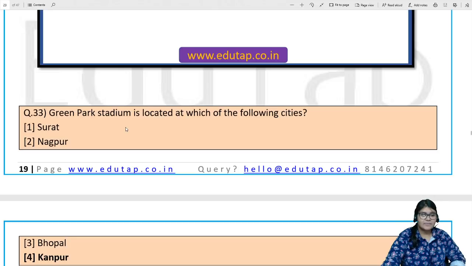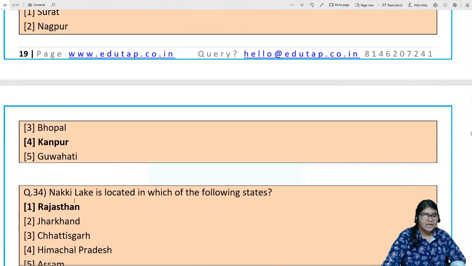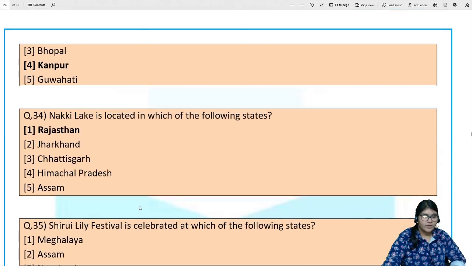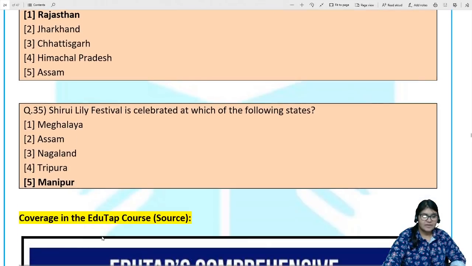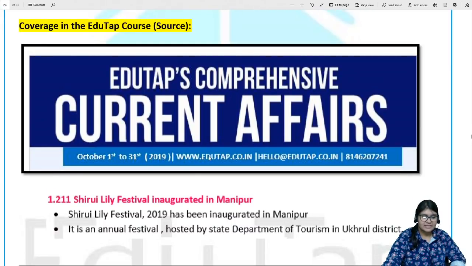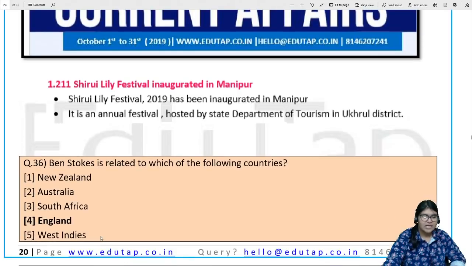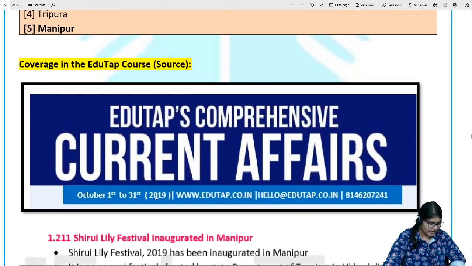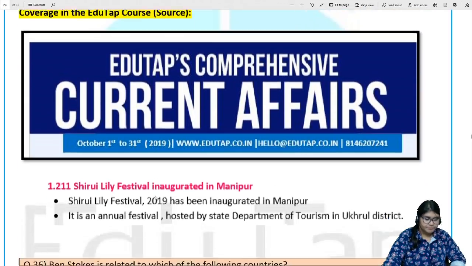Green Park Stadium is located in which of the following cities? And the answer is Kanpur. Nakki Lake is located in which of the following states? Answer is Rajasthan. Shirui Lily Festival is celebrated in which of the following states? Answer is Manipur. So here you can see the October magazine. This festival was in news. It was inaugurated in Manipur and it was hosted by the State Department of Tourism in Ukhrul district. So again this was covered in the magazine that we had provided.